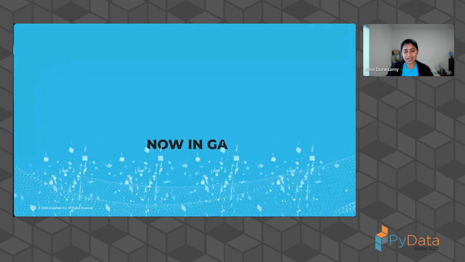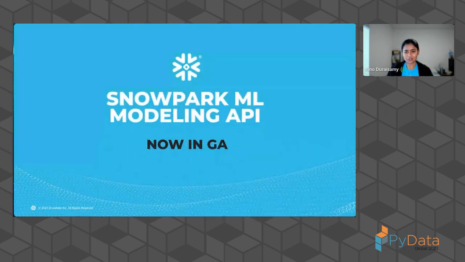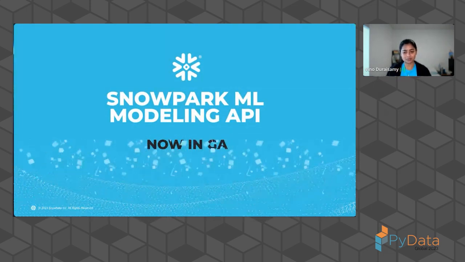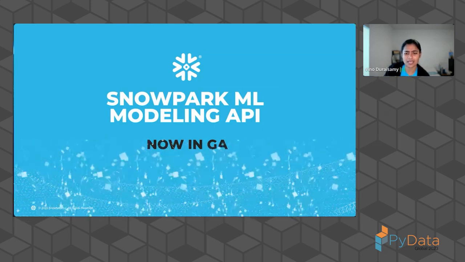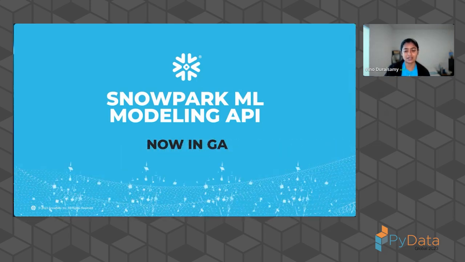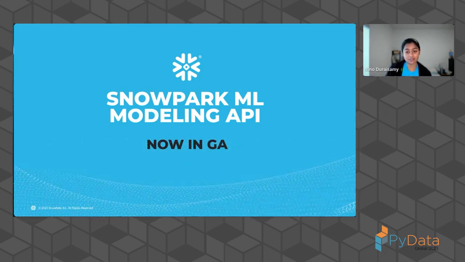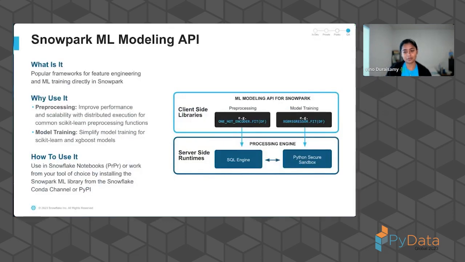And we have in GA today the Snowpark ML Modeling API. I think last week, as of the 5th of December, the modeling APIs became available in GA, which means we will now be able to use all the modeling functions in your ML workflow, even in production.